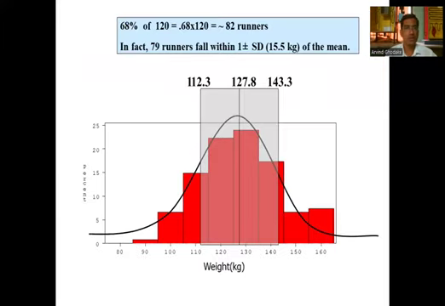So 68% of 120 will be nearly equal to 82 runners. In fact, 79 runners fall within plus minus 1 standard deviation, that is 15.5 kg of the mean. So in this graph you can also see that 112 to 143 is the highest range, and 127 is the central or mean value for that property or percentage.